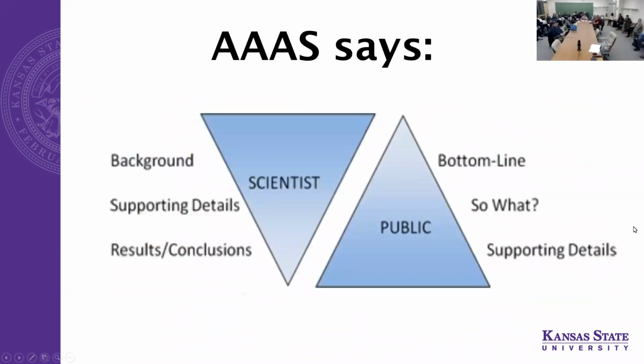All right, so in any science communication, and any of you who have been in any of the trainings that I've delivered in the past about science communication, this is a slide that I've used a lot because this is what AAAS says to remember about the difference between how a scientist communicates and how a member of the general public communicates. So a scientist wants to go with background and supporting details and then results and conclusions, whereas it's completely flipped for members of the general audience.